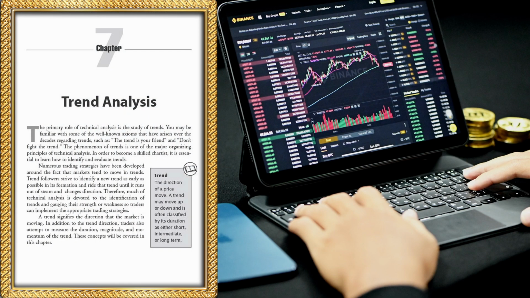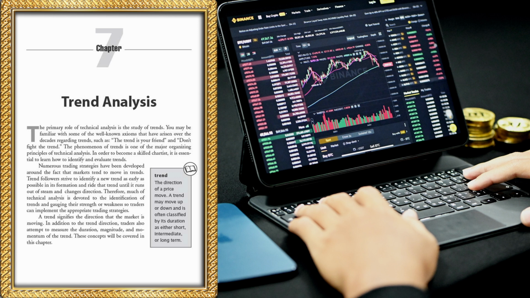Trend Analysis. The primary role of technical analysis is the study of trends. You may be familiar with some of the well-known axioms that have arisen over the decades regarding trends, such as, "The trend is your friend," and "Don't fight the trend." The phenomenon of trends is one of the major organizing principles of technical analysis. In order to become a skilled chartist, it is essential to learn how to identify and evaluate trends.